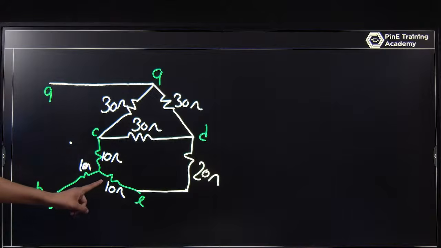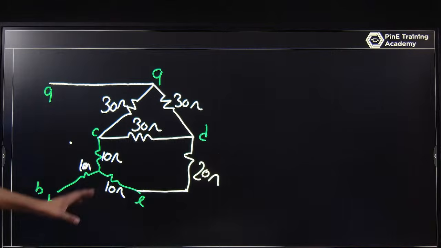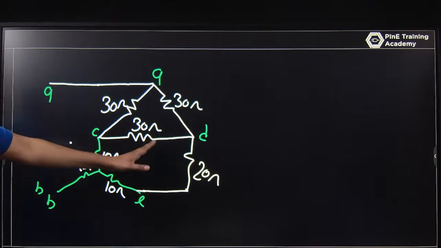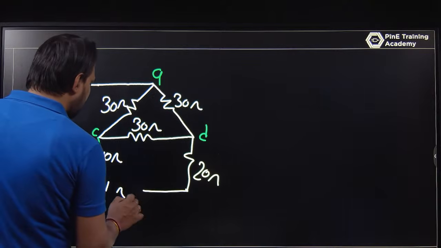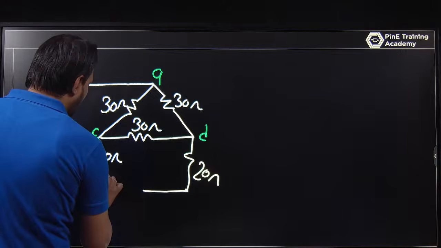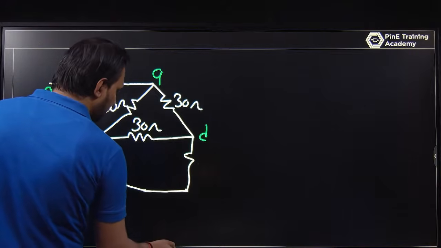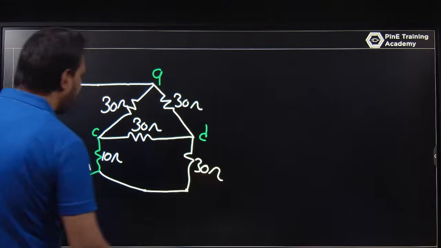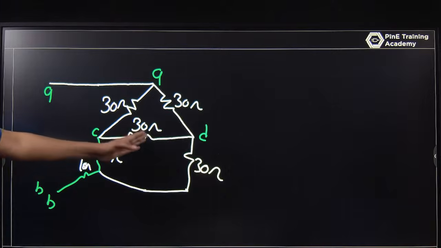This 20 ohm and this 10 ohm are in series, so this 20 ohm and 10 ohm become a series. This is 30 ohm. So this is 30 ohm, this is 10 ohm, this is 30 ohm. You can represent it in this way. This is not 20 ohm, it becomes 30 ohm. So this is 10 ohm, this is 30 ohm, this is 30 ohm.